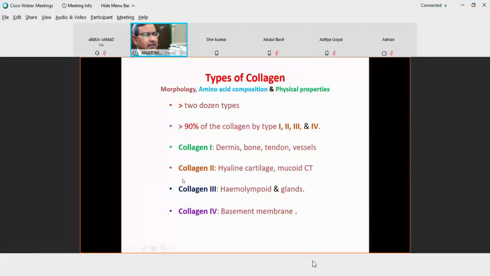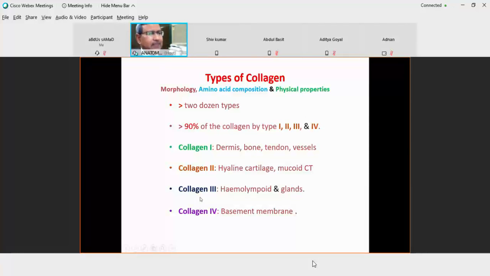Collagen type 2 is in the hyaline cartilage and also in the myopathic type of connective tissue, not the intervertebral disc. The intervertebral disc is the example for the fibrocartilage. Then collagen type 3 is found in the hemolymphoid organs.